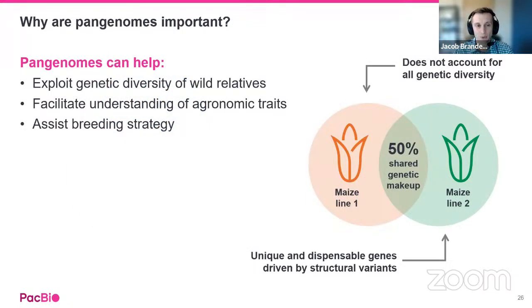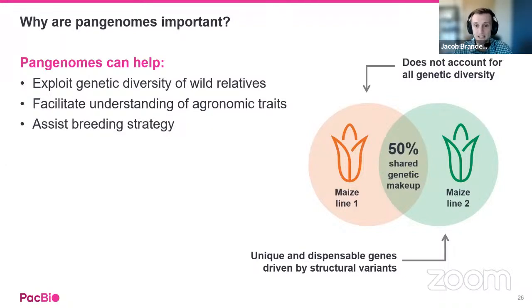And so why is this important? Again, pangenomes are really going to be able to help exploit genetic diversity of wild relatives, and that's really going to facilitate our understanding of agrogenomics traits, as well as assist breeding strategies as we move forward. And this is especially important in plants, because as humans, we are all about 99% genetically similar from one individual to the next. So there's not a lot of genetic differences.